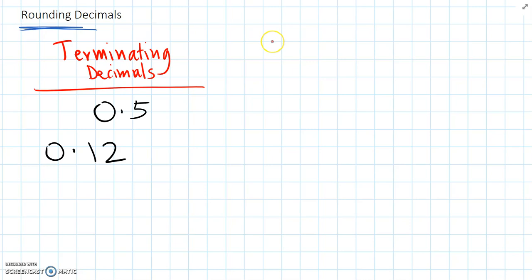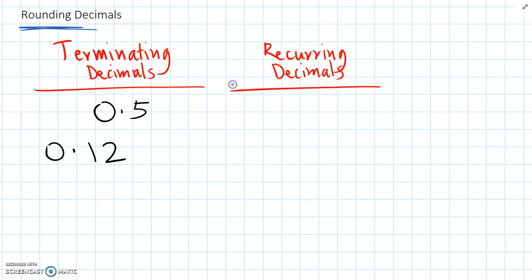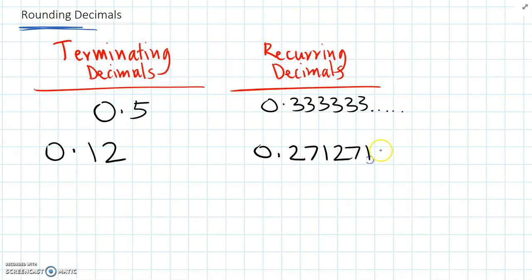But some other types of decimals actually go on forever, and these are called recurring decimals. And some examples of recurring decimals are 0.333333 repeating on forever, or sometimes more than one number can repeat. So 0.271, 271, 271, and that repeats on forever.